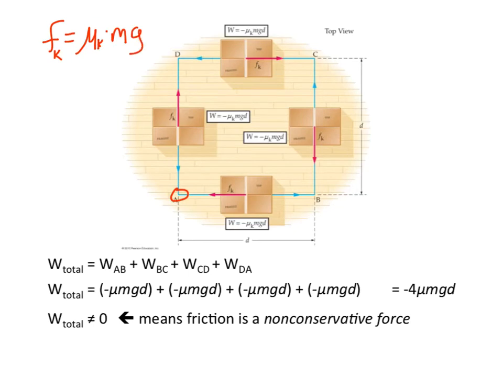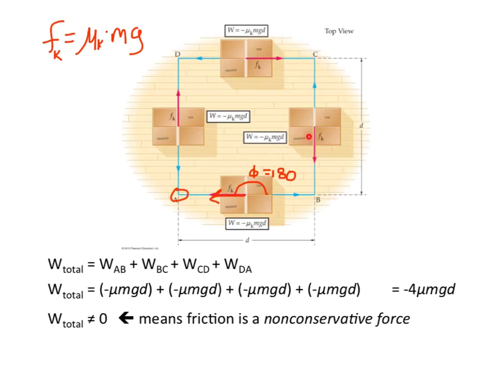So in all these cases right here, the friction is acting against our direction of motion. So we're moving from A to B, but look, friction is acting against us. What's the angle between the friction force and the direction of motion? That's 180 degrees. All right, cosine of 180 degrees is -1.